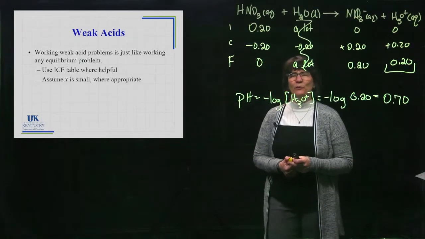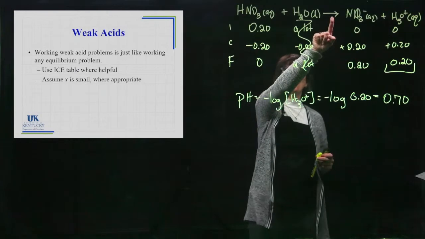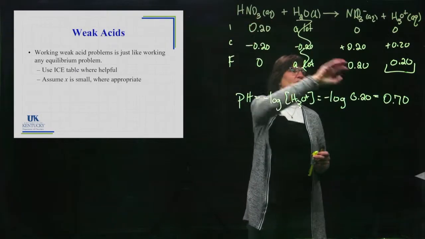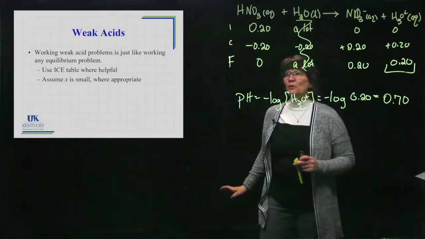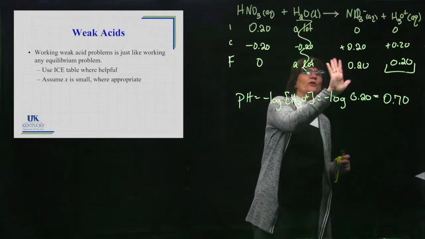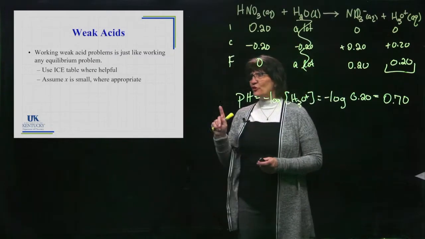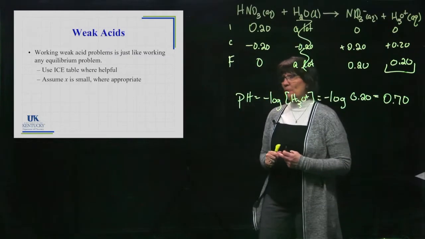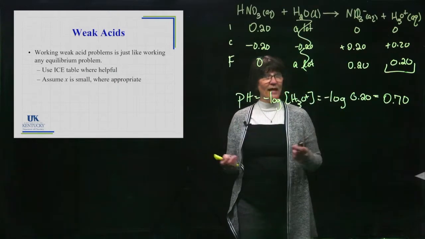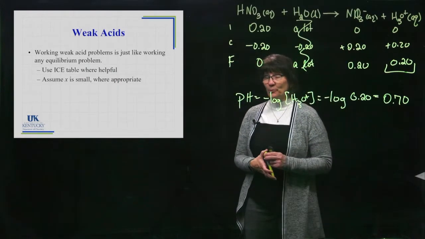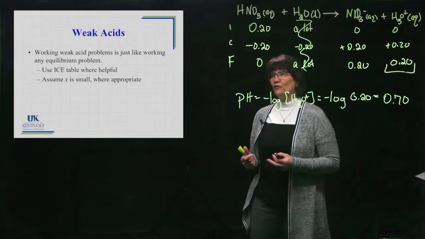So let's consider weak acids. Weak acids are not one way. What you put in here doesn't become this, because this equilibrium only goes this way to a limited extent. So we're going to have to do an ICE table, and we're going to maybe assume that x is small, if it's appropriate to do so, and solve for our variable.